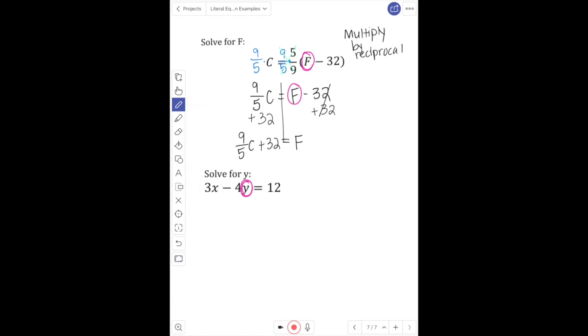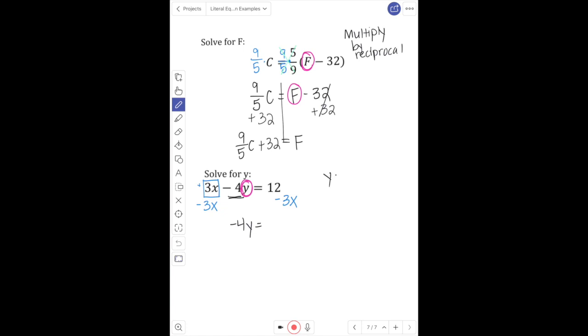Now, this minus 4 is attached to the y because it's negative 4 times y. So we want to take the whole term, 3x, and we want to move that whole term. The way that we move it is, it's positive here, so we're going to subtract 3x to the other side. All right, so I'm going to bring down my negative 4y.